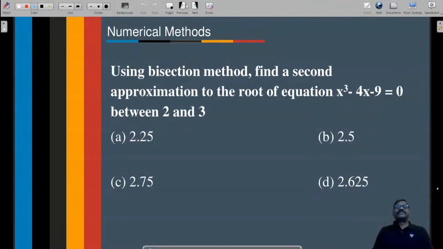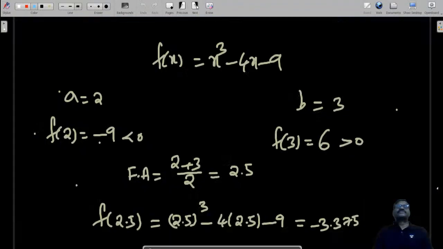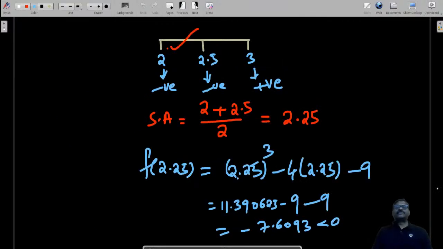You have to calculate the second approximation root. The second approximation root is 2.25, clear. You need not go for a third approximation. 2.25 is the second approximation. Over.